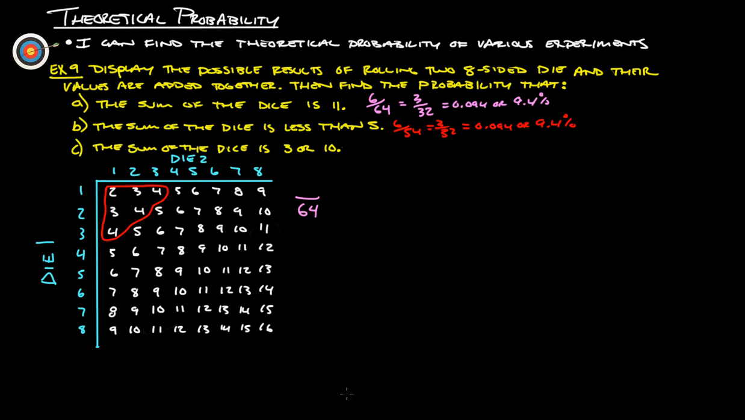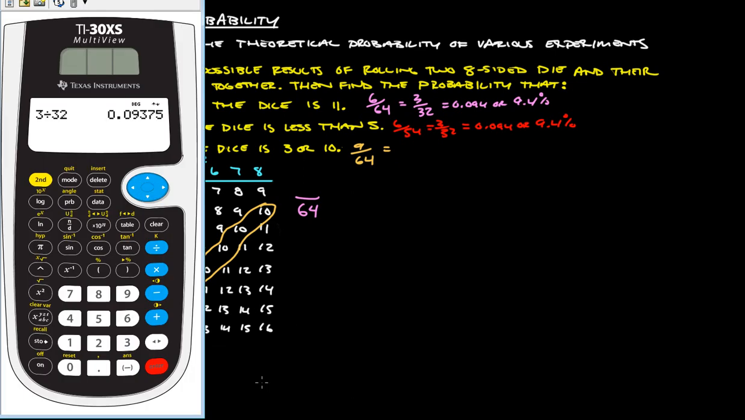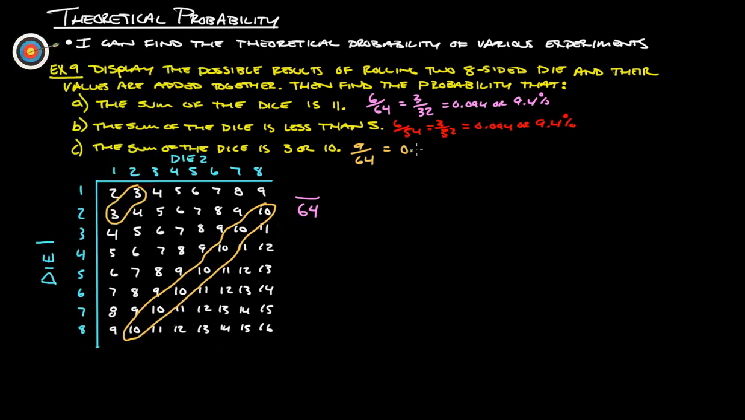Okay, and then let's take a look at C here. The sum of the dice is 3 or 10. So here's our 3s, and then 10. So any one of these would work, right? So that is going to be a total of 1, 2, 3, 4, 5, 6, 7, 8, 9. So that's going to be 9 out of 64, right? Which is 9 divided by 64 gives us 14.1%.